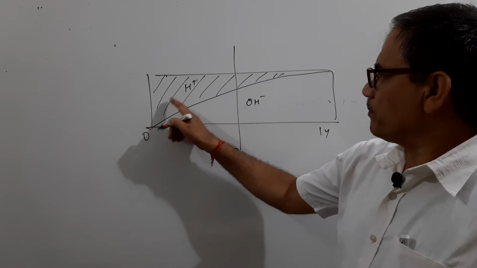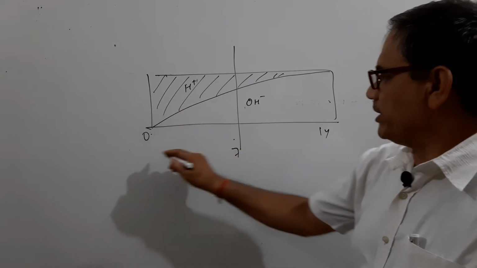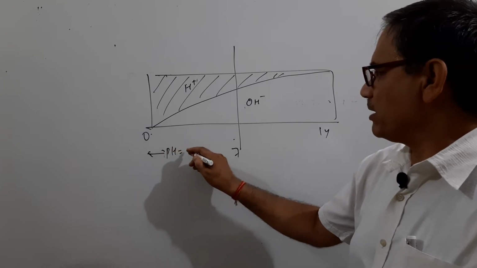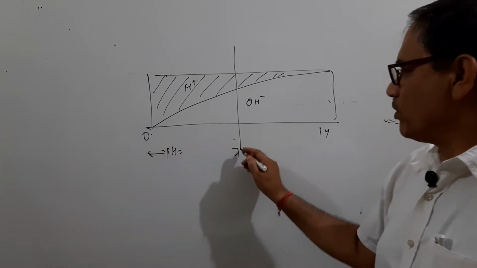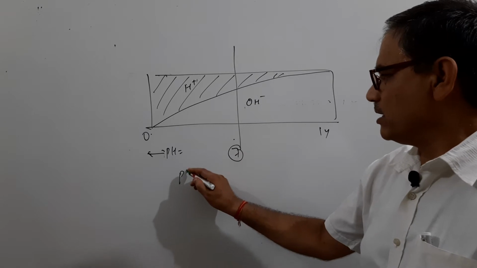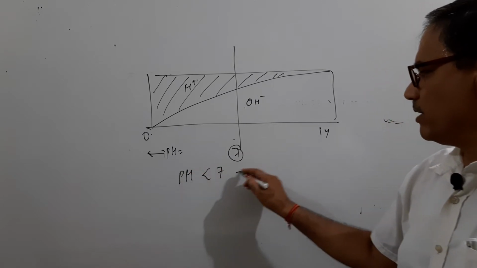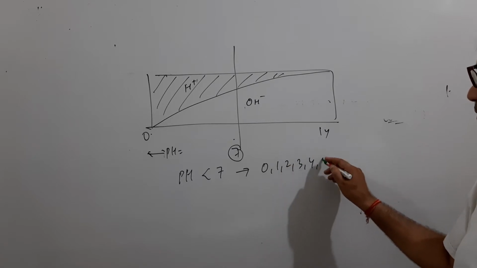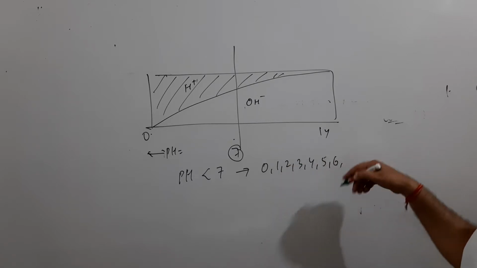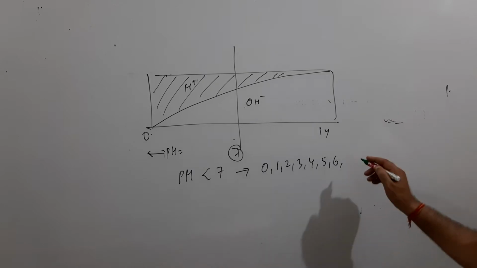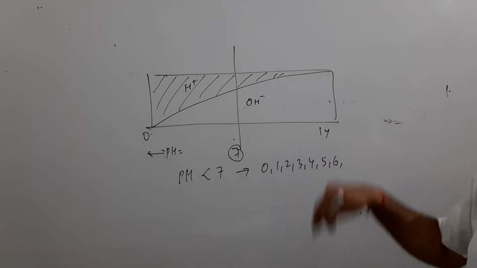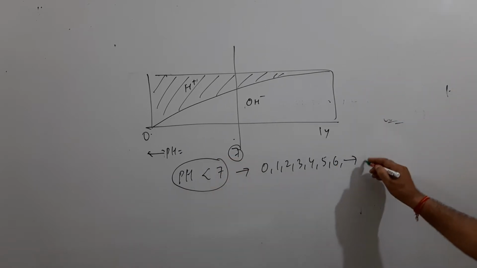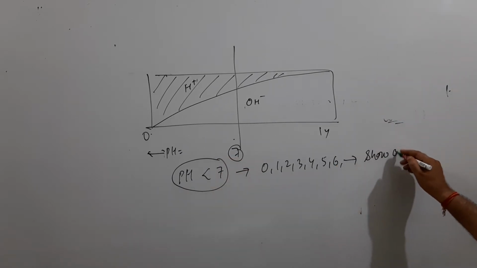This is 0 to 7. It represents that if the pH number is from 0 to 7, not including 7, meaning pH is less than 7, like 0, 1, 2, 3, 4, 5, 6 or 6.9, then the given solution is acidic in nature.